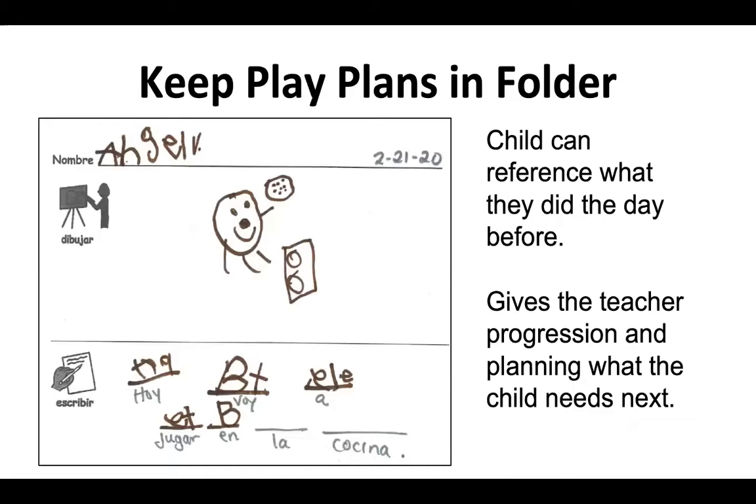Now, the best way to do play plans too is if they each have a folder and they can keep it there. So you start the week off with all five of the empty play plans in there. And then later you can staple on 5 more because they can go and look what they did the day before. And it also gives you a really nice way to keep the progression of where they're going.